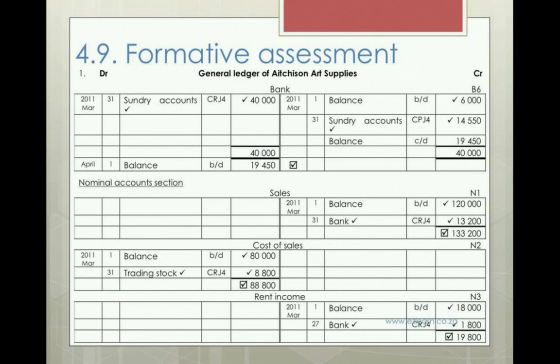Rent income has a credit balance brought down of 18,000, tick, as it is an income increasing equity. You would then enter the sundry account entry on the 27th of 1,800, tick, with your contra account as bank, tick, as it was posted from the CRJ. You can give yourself a mark for the subtotal of 19,800 as long as you added your amounts correctly, even if one of them was wrong.